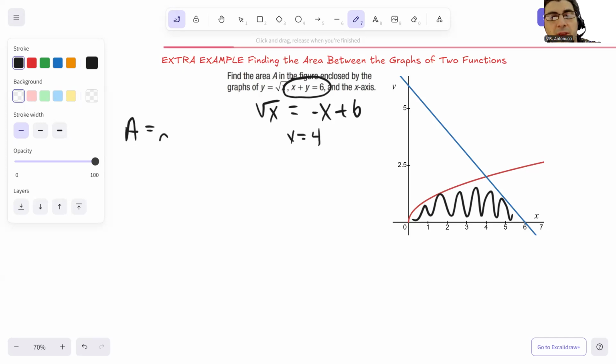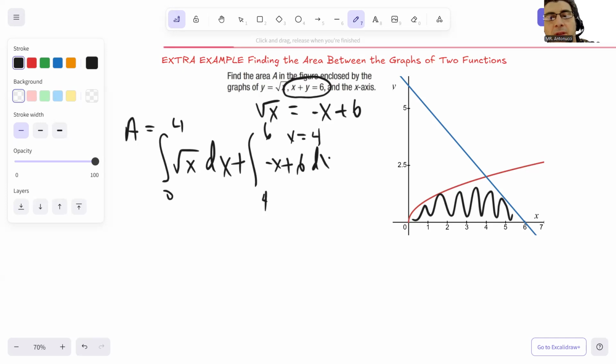So the area is going to be the integral from 0 to 4 of the square root graph plus the integral from 4 to 6 of negative x plus 6. Okay, so we're essentially splitting it up into two regions, where this is region 1 and this is region 2. And then you would have A1 plus A2. And if you took the antiderivatives, plugged in the upper and lower, you would get 22 over 3.